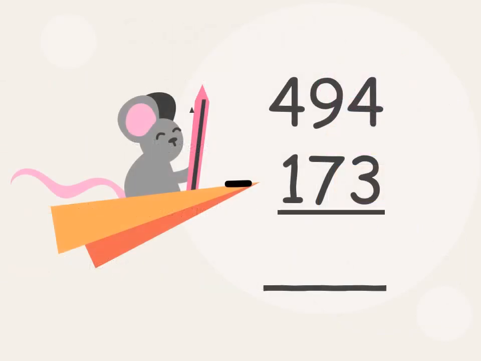Let's have a look at this example. 494 minus 173. Step number 1, you minus your units. 4 minus 3 equals 1. Step number 2, you minus your tens. 9 minus 7 is 2. And step number 3, you minus your hundreds. 4 minus 1 is 3. So your answer is 321.